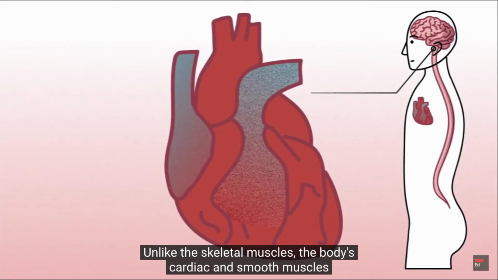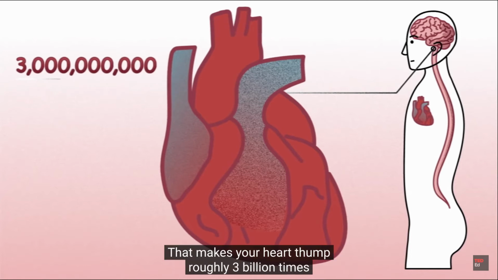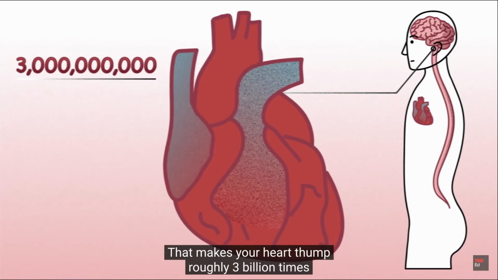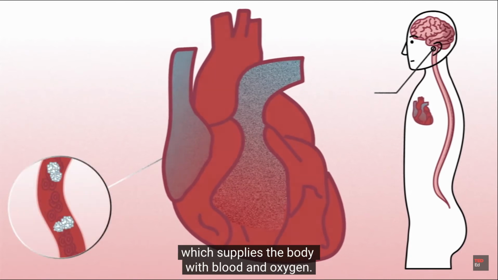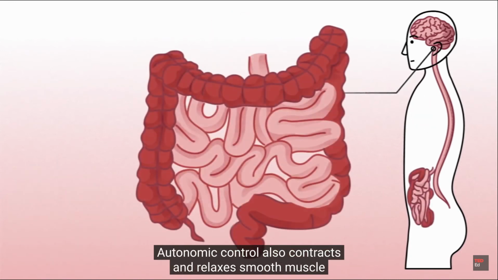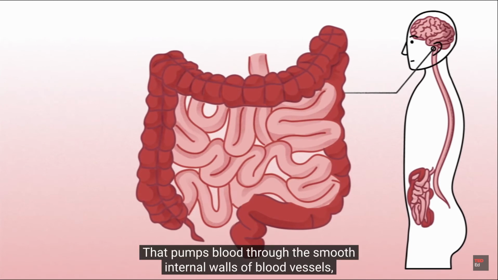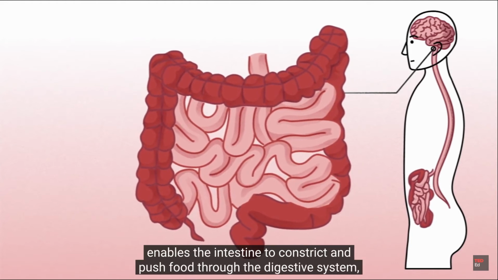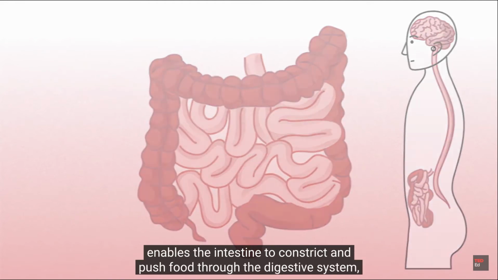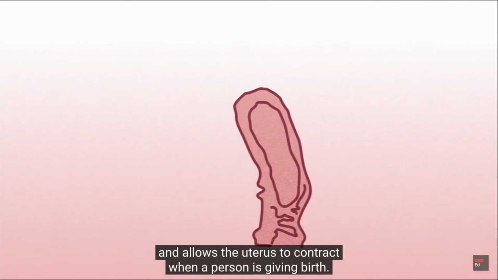Unlike the skeletal muscles, the body's cardiac and smooth muscles are managed by the autonomic nervous system, beyond our direct control. That makes your heart thump roughly 3 billion times over the course of your life, which supplies the body with blood and oxygen. Autonomic control also contracts and relaxes smooth muscle in a rhythmic cycle. That pumps blood through the smooth internal walls of blood vessels, enables the intestine to constrict and push food through the digestive system, and allows the uterus to contract when a person is giving birth.